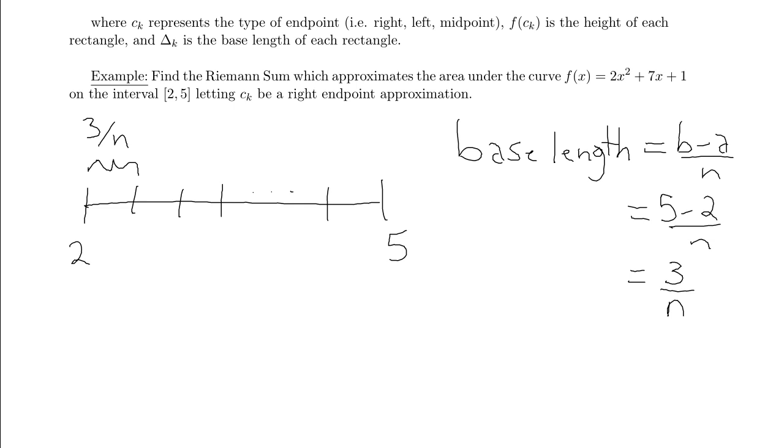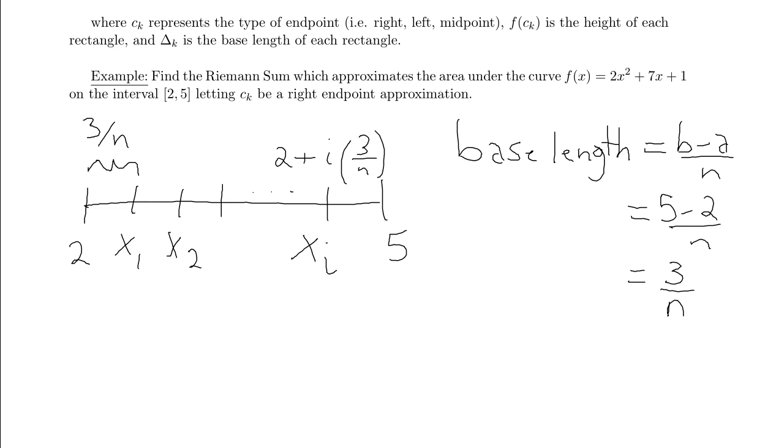So on the first subinterval, we have 2 to this value, which we'll call x1, and we would use x1 as our endpoint because it's the right one. On the subinterval x1 to x2, we would use x2 as our endpoint. And so I'll call this one over here xi. And so we know that to get to xi, we're going to start at 2, and then we're going to add i jumps, so i jumps of length 3 over n. So that is actually what xi is equal to.